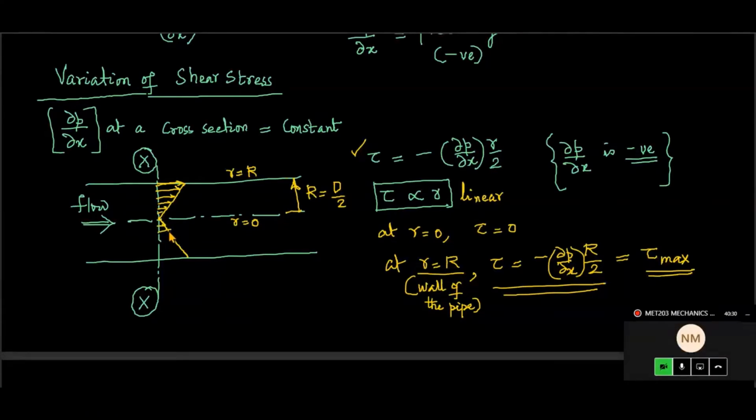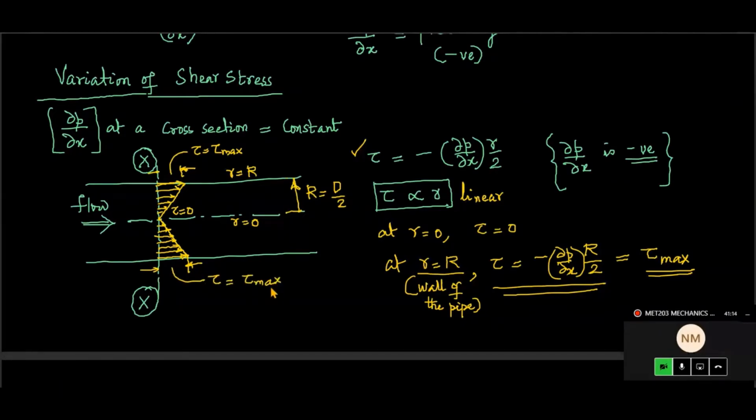This is what we are plotting now, the variation of shear stress at different radius. From the center, the shear stress increases as we move towards the pipe wall. So it is like this. At the center tau is equal to 0. And at the top here, tau is equal to tau max. Please do understand this fact. And here also, tau is equal to tau max.